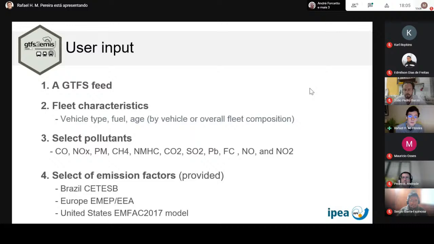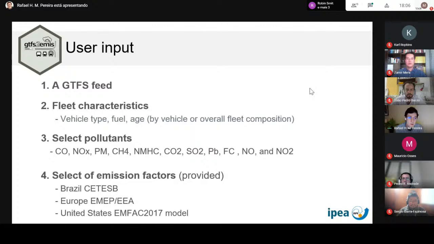Let's say 20% of the fleet is from 2012, 25% of the fleet is from 2015, 10% of the fleet is B-articulated bus of this type, of this category, and so on and so on. So either way, it could be very detailed information or very general information. Both options are currently available.